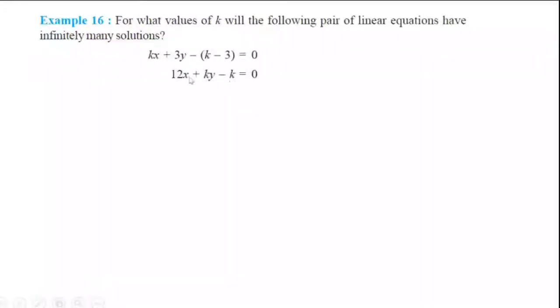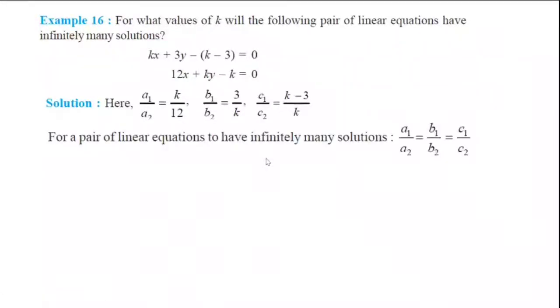So let me find out first of all a1 upon a2. a1 upon a2 will come out to be k upon 12. What about b1 upon b2? It will be 3 upon k. c1 upon c2 will be equal to minus k minus 3 upon minus k, which comes out to be k plus 3 upon k. So I have got a1 upon a2, b1 upon b2, and c1 upon c2. As I had told you, for infinitely many solutions, the condition is a1 upon a2 is equal to b1 upon b2 is equal to c1 upon c2. So I get k upon 12 is equal to 3 upon k is equal to k minus 3 upon k.